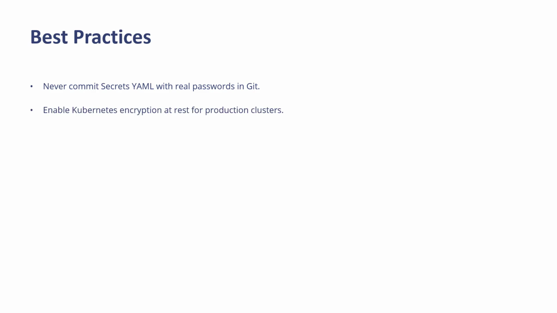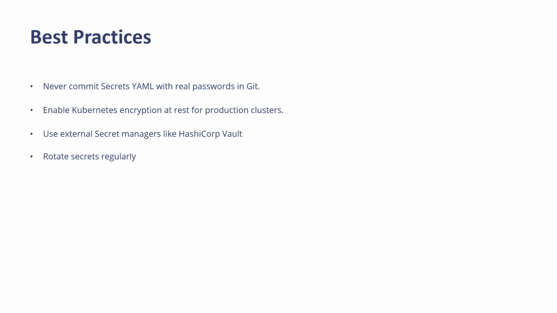Enable Kubernetes encryption at rest. So even if someone gets access to etcd, they can't read your secrets in plain text. For production workloads, offload sensitive data to external secret managers like HashiCorp Vault, AWS Secrets Manager or External Secrets Operator. And finally, rotate secrets regularly. Don't hardcode and forget. Credentials age quickly and rotation keeps your system safer.